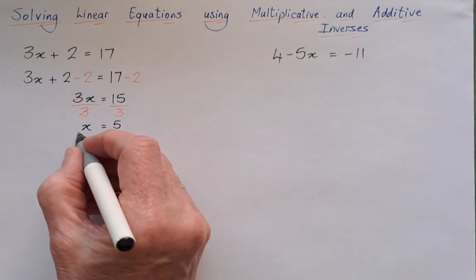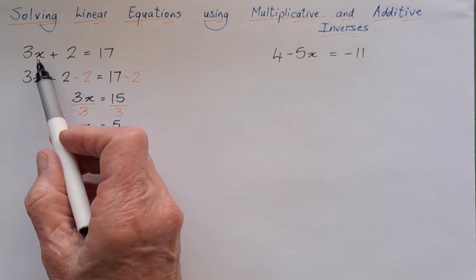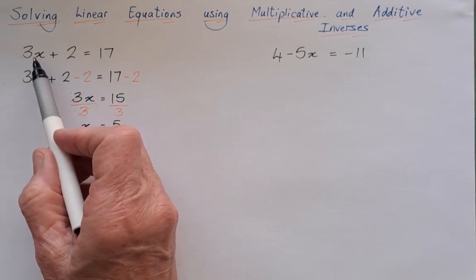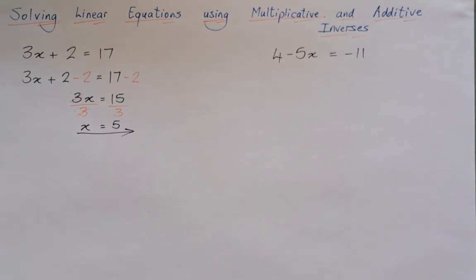Let's again check our answer. If we put 5 in the place of x, we would have 3 times 5, which is 15, and 15 plus 2 does give us 17. So we've got the correct answer.